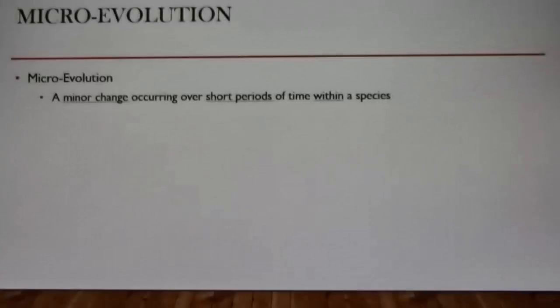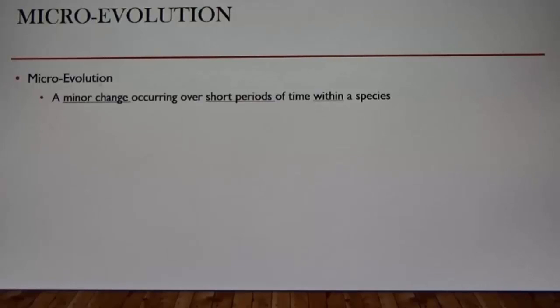So microevolution, it is a minor change occurring over short periods of time within a kind. Okay, so it's not within a species because it can change one species into another species, but it is a change within the same kind. So it can be a cat adapting into a distinctly different cat. So it's a minor change, not a major change, occurring over short periods of time.